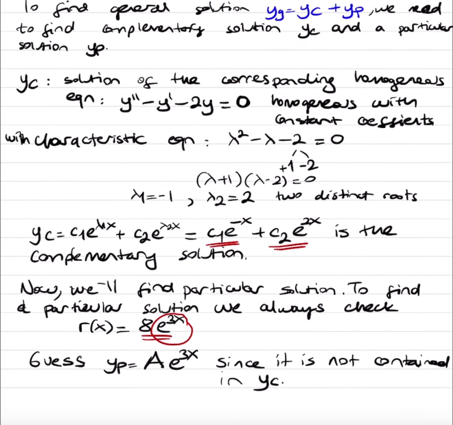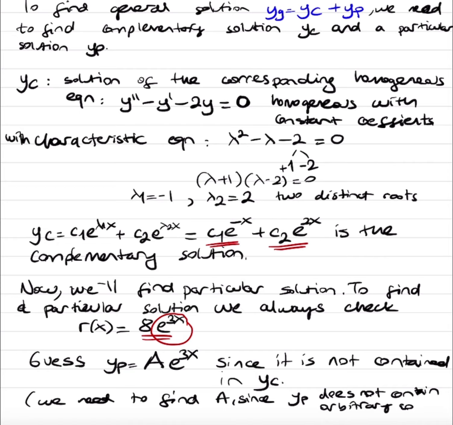So maybe I should write this. So we need to find a, since y particular does not contain arbitrary constants. So a is an arbitrary constant, and Yp does not contain arbitrary constants. But we can find it by substituting it in the equation. We say what particular solutions, right? So it is a solution.